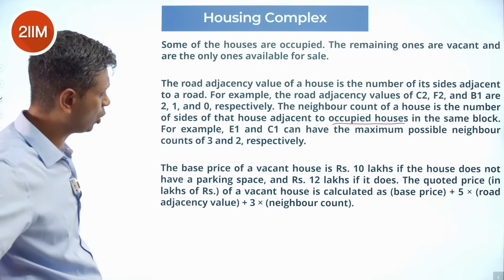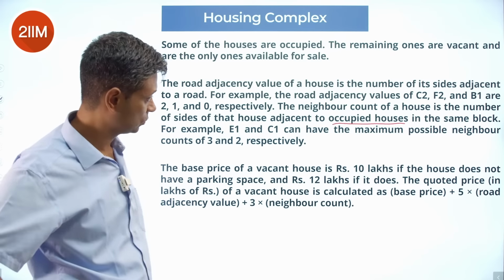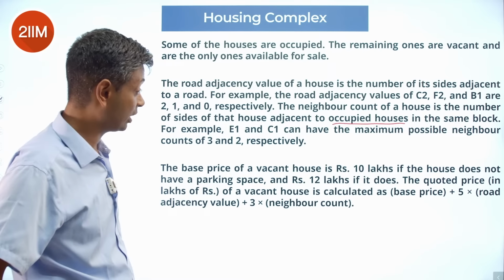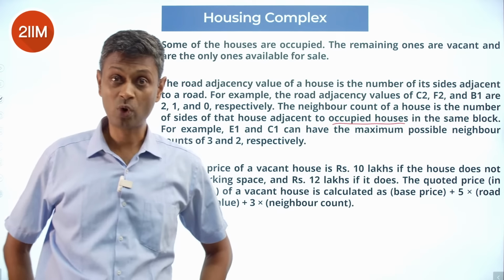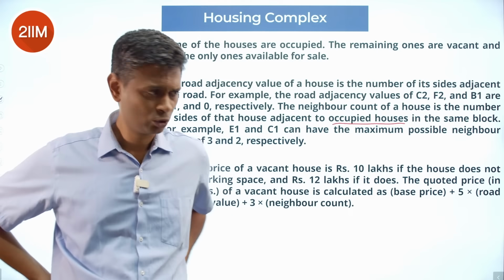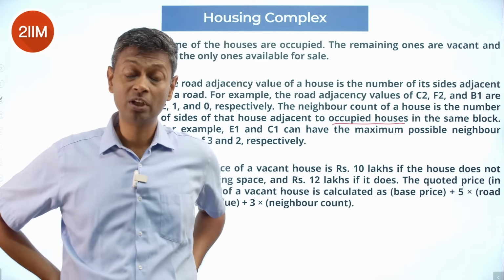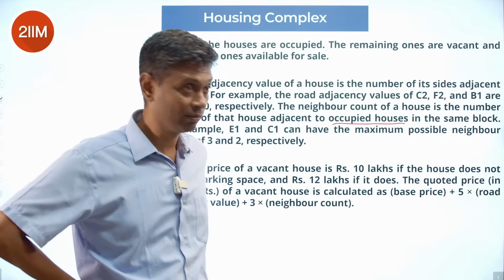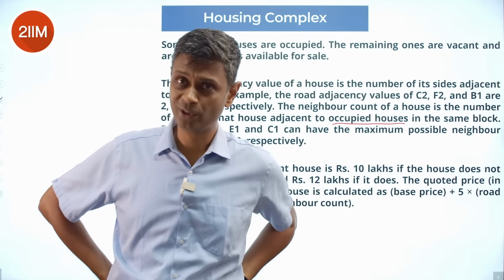The base price of a vacant house is 10 lakh if the house does not have a parking space, and 12 if it does. The quoted price in lakhs of rupees of a vacant house is calculated as base price plus 5 into road adjacency plus 3 into neighbor count. First of all, I wound my head around this. 5 into road adjacency, I get it. If you're near a road, it's a plus. 3 into neighbor count: if neighbors are there and occupied, it's a plus. So if you have a neighbor, it's a good thing. Your value increases. Base price is 10 or 12, depending on whether there's a parking space or not.